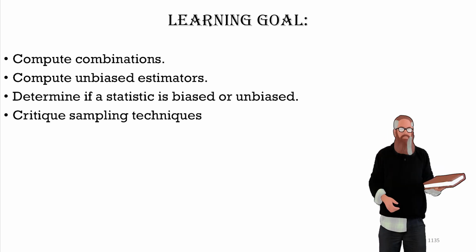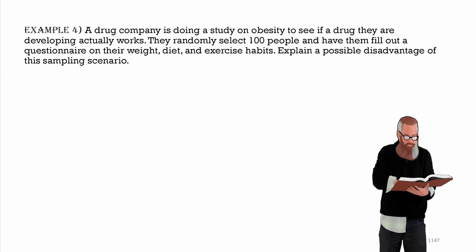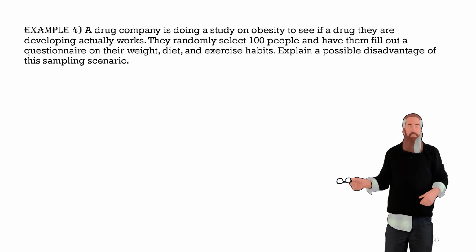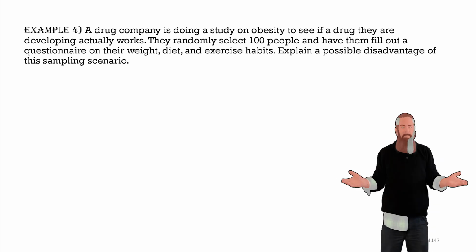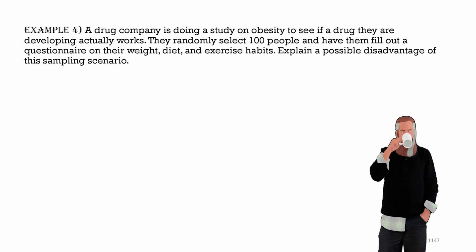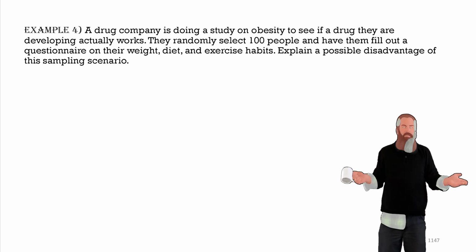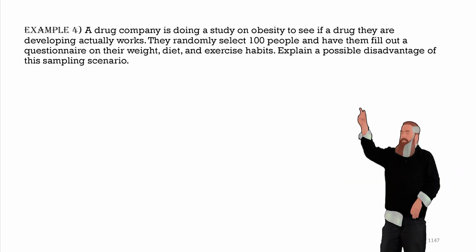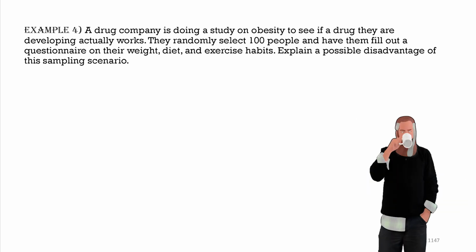Now let's critique sampling technique. A drug company is doing a study on obesity to see if a drug they are developing actually works. They randomly select 100 people and have them fill out a questionnaire on their weight, diet, and exercise habits. Explain a possible disadvantage of this sampling scenario. When information of a personal nature is involved, people might not answer honestly.